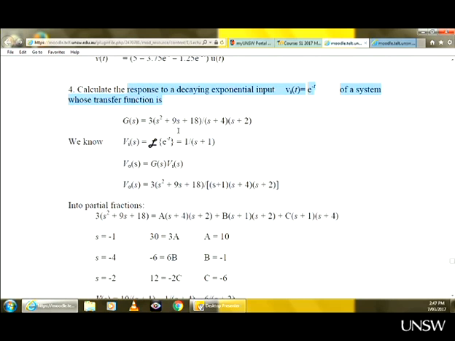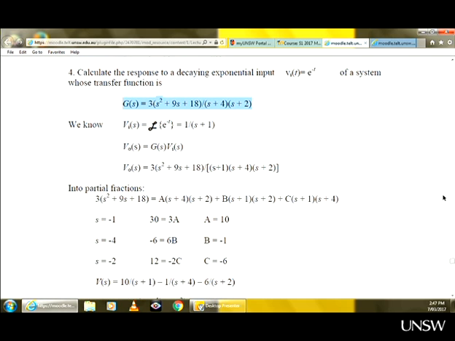Once again, I think we decided last time on Friday that response means output to a known input. Response is another name for the output of a system, but the response also assumes we know the input. The input, in this case, is a decaying exponential function, because the exponential has a negative argument, so it decays down to 0. If this is the input and the transfer function is given here, the output is the product of the transfer function and the input.